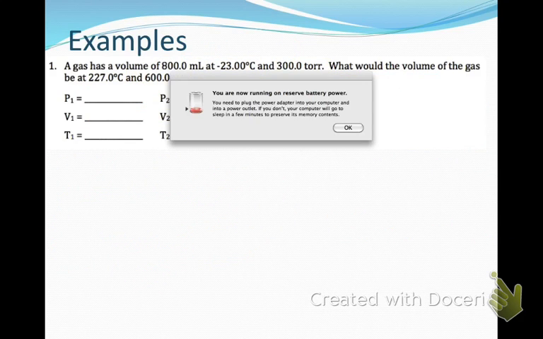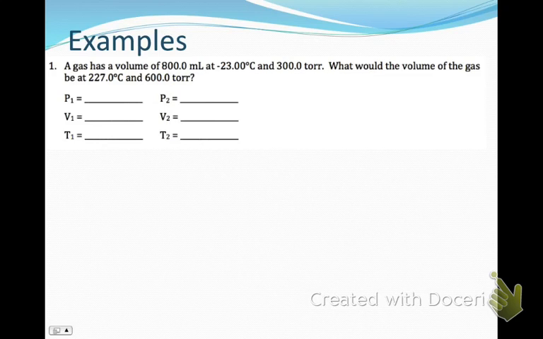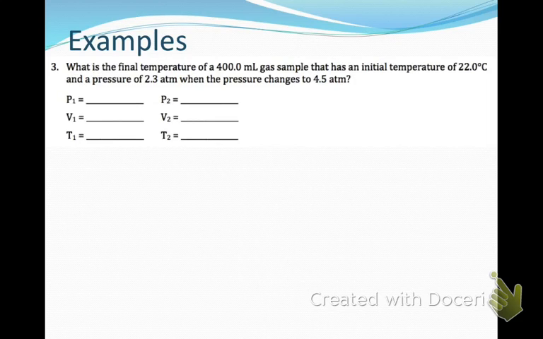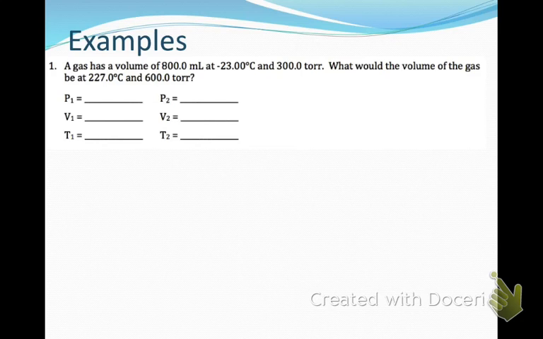Okay. I'm running out of battery power, of course. Alright, so a gas has a volume of 800 milliliters at negative 23.00. Oops, let's see. Who did that one? Okay. Oops, sorry, darlings. Oh, yep, okay.